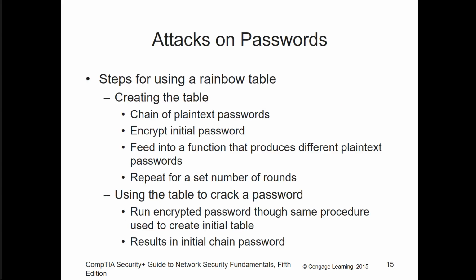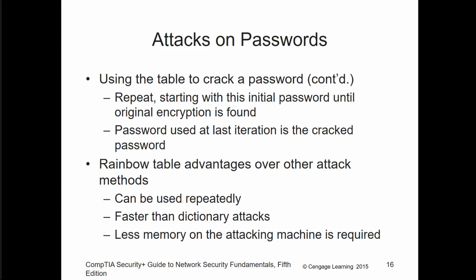Steps for using a rainbow table: typically you create the table. It's a chain of plain text passwords. You encrypt the initial passwords, you feed it into a function, and repeat. Then you use the table to crack passwords. And in all honesty, you're not going to do this yourself. You're probably going to find the predefined rainbow table word lists out there that have already been calculated for you. So using the table to crack a password, you're going to, again, go through the process of matching your hash with known hashes.